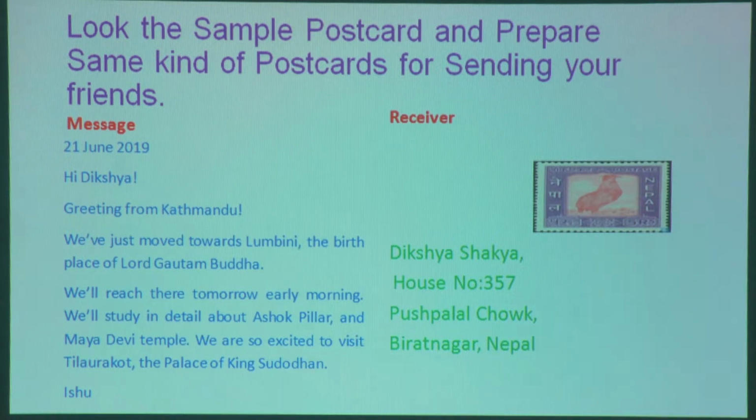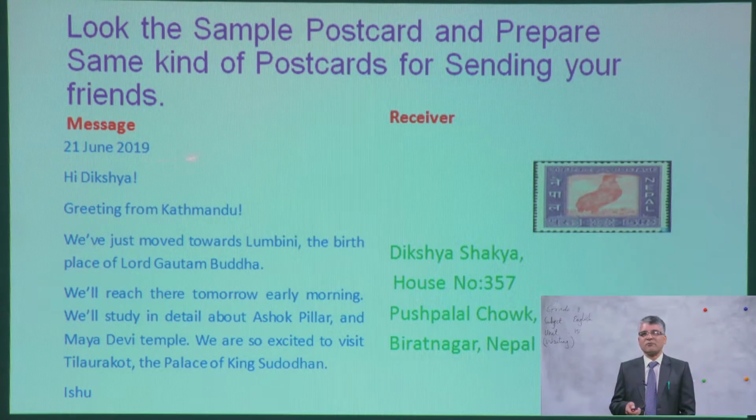So see another example. This is the receiver side and this is the part where the message is kept. The stamp is kept around this side, and again according to the format we can mention the time and date, just like it is written today, June 21st, 2019. This is today's date. We can mention the date on which we are writing the postcard on this top side, right?